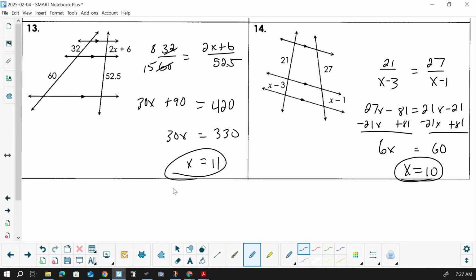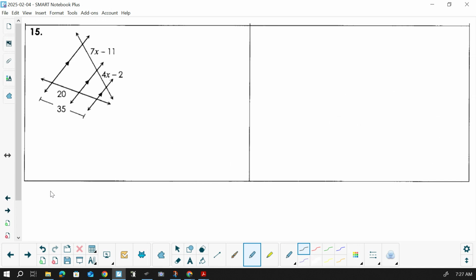All right, almost done. 2 questions left. Oh, just 1 question left. 15. Oh, that's right. We got rid of that one. Let's see here. That'd be 15 right there. So 4x minus 2 over 7x minus 11, 15 over 20. And 5 goes into that 3, 5 goes into that 4, just to make it a little easier.